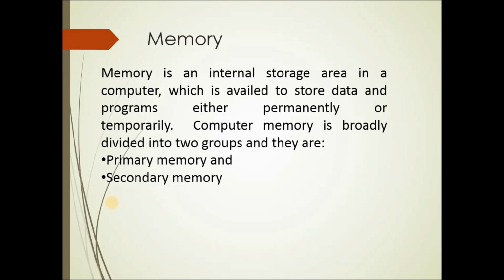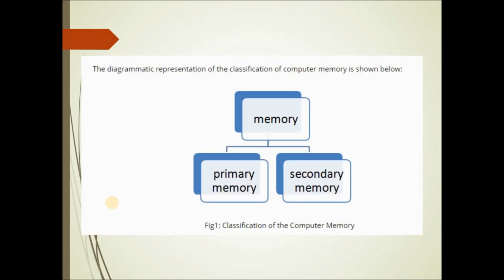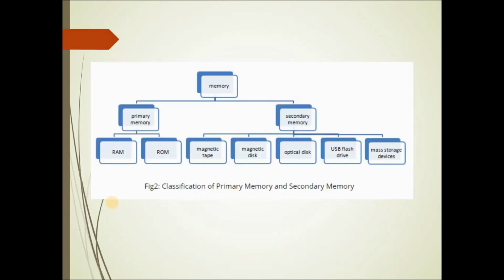Memory is an internal storage area in a computer which is able to store data and programs either permanently or temporarily. Computer memory is broadly divided into two groups: primary memory and secondary memory. These are the classification of memory. In primary memory, RAM and ROM are there: random access memory and read-only memory. That is the primary memory.